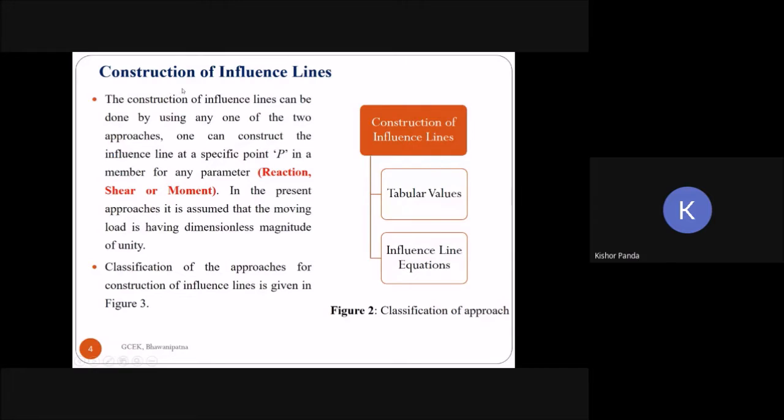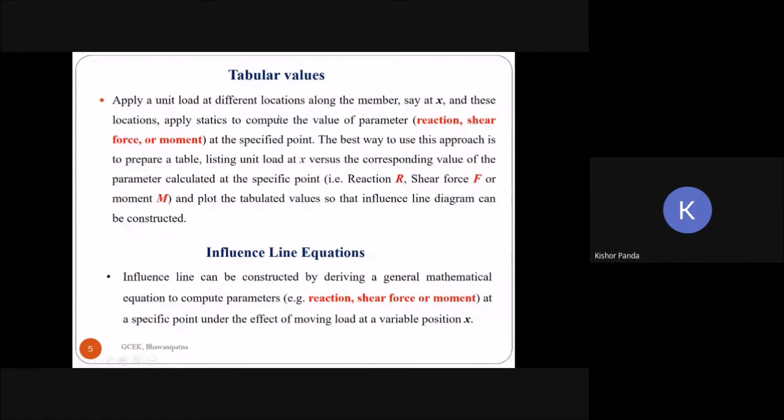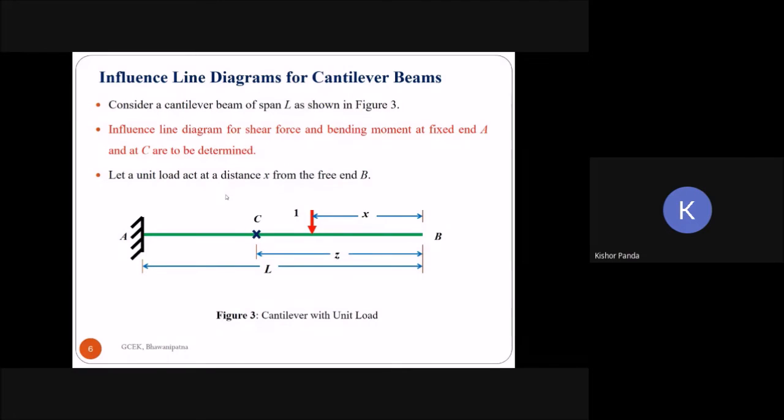This you have to follow for influence line diagram. Already we have discussed the construction of influence lines and how to construct the influence line. By tabular value, you can construct the influence line, or by influence line equation. But here we will discuss how to construct the influence line by influence line equation. In last class, we have discussed how to draw the influence line diagram for simply supported beam. But here we will discuss how to draw the influence line diagram for cantilever beam.